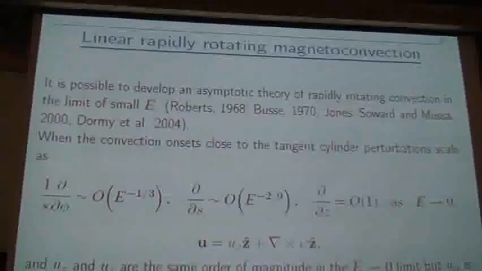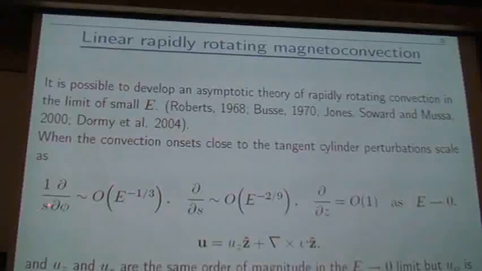Okay, just a quick refresher of some of the things I said yesterday. Remember that the horizontal wave numbers are much larger, derivatives are much larger, so the scale of variation is large in the phi direction.